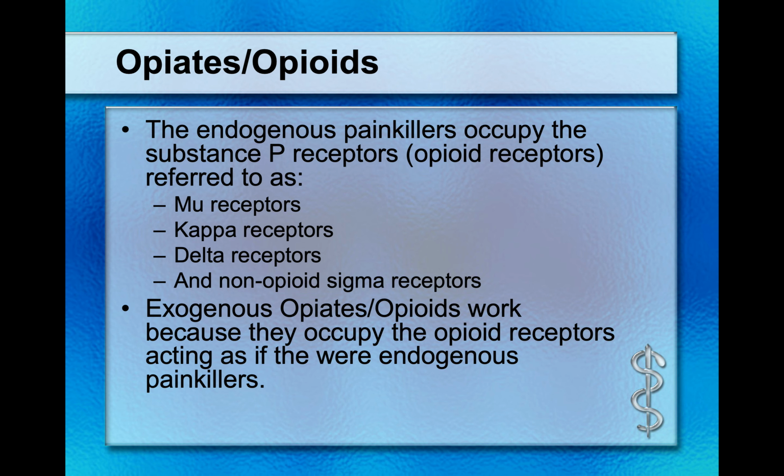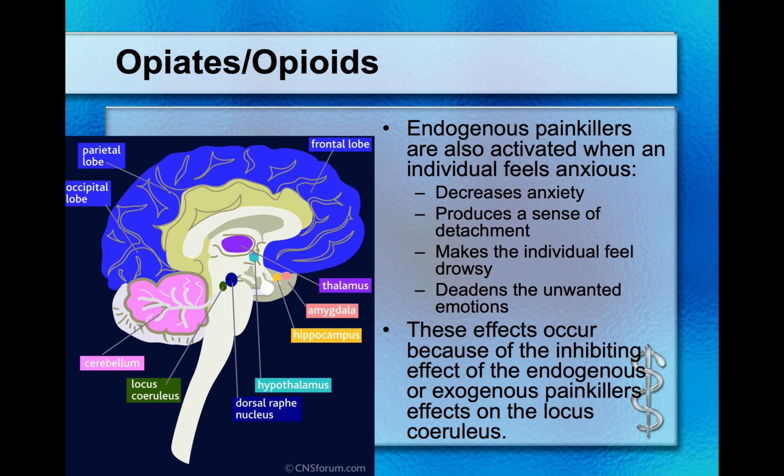Exogenous opioids work again because they occupy the opioid receptors, acting as if they were endogenous painkillers. Endogenous painkillers are also activated when an individual feels anxious. It decreases your anxiety. It produces a sense of detachment. It makes the individual feel drowsy. It deadens the unwanted emotions. These effects occur because of the inhibiting effect of the endogenous or exogenous painkillers on the locus ceruleus. And the locus ceruleus is right here. There's a locus ceruleus. As you can see, it's kind of in the middle of the brainstem.